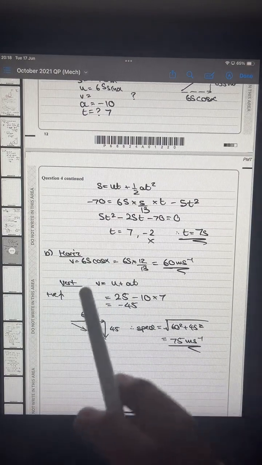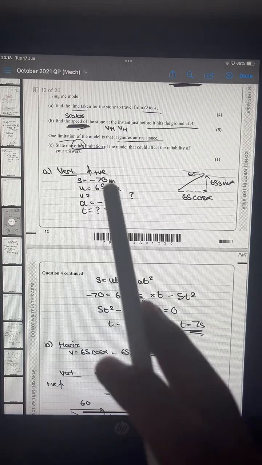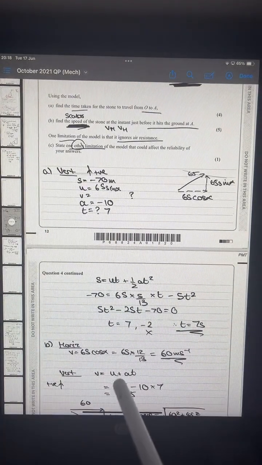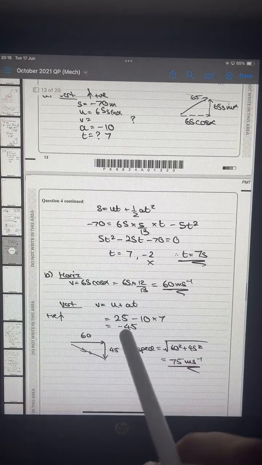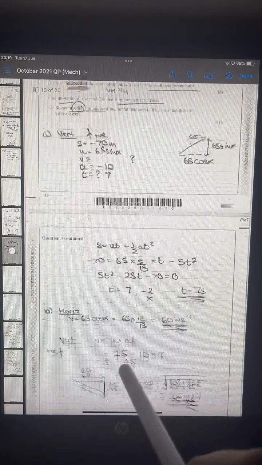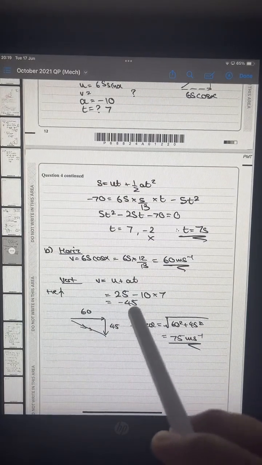Vertically, I'm going to use v equals u plus at because I want the final speed, right? And for my part A, I can see I've got all the other variables, so I can pick any equation I want. I pick the easiest one. So u is equal to 25, plus at, which is minus 10 times 7, that's what at is, I get minus 45.